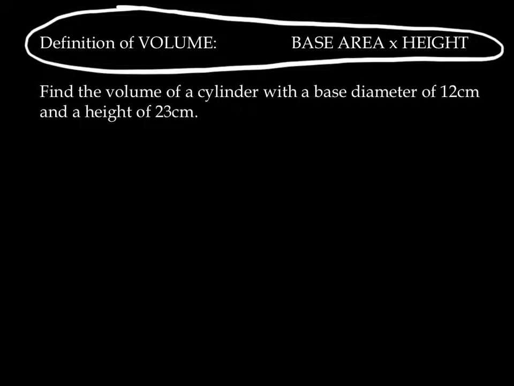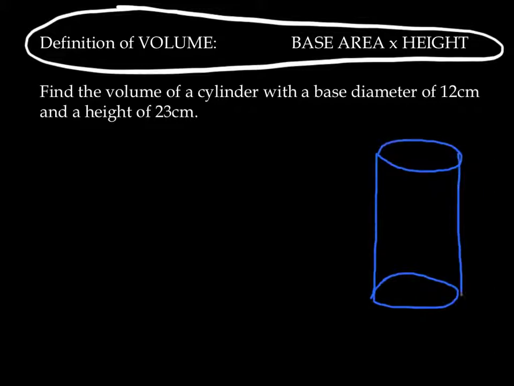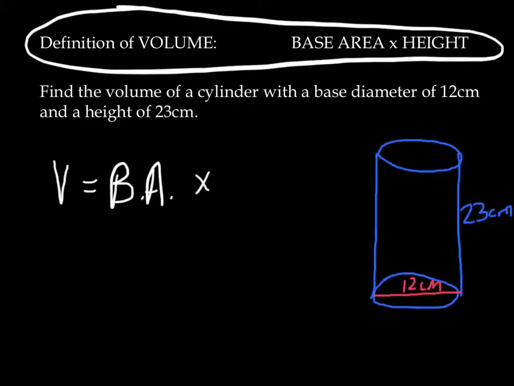It says this. Find the volume of a cylinder with a base diameter of 12 centimeters and a height of 23 centimeters. Well, let me try and draw this, and please forgive me for being terrible at drawing. I've got a base circle, and that circle is projected all the way up to the top of the cylinder. Isn't that beautiful? The height here is 23 centimeters, and the diameter of the base all the way across is 12 centimeters. All right, so I'm able to find volume by using the definition. Again, the definition is that volume is our base area times height.